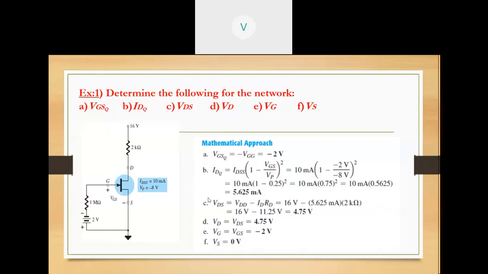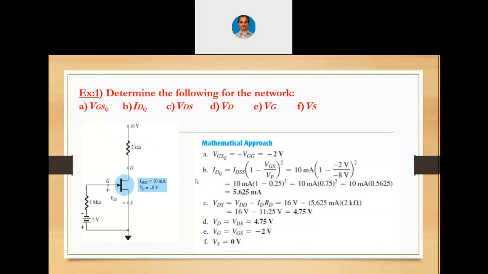Okay, we get IDQ as 5.625 milliampere. Once you get this IDQ as 5.625 milliampere, it is easy now. We can simply apply KVL at the output side. 16 volts equals 5.625 milli into 2 kilo ohms minus VDS.